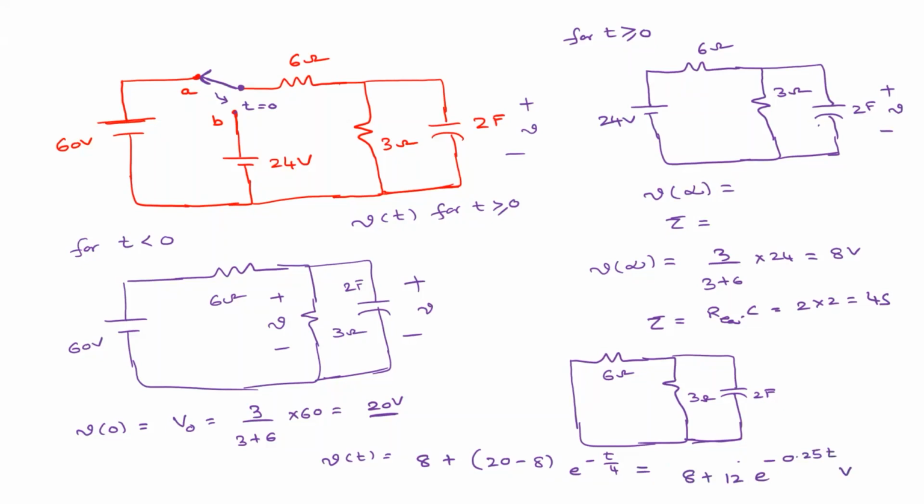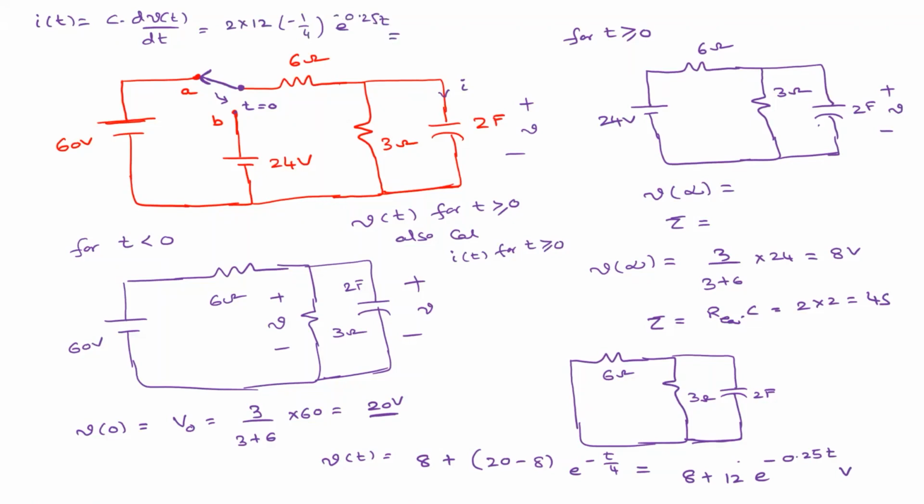For example, if someone asks you to also calculate the current in the capacitor for t greater than or equal to 0, how to solve this? You know the voltage, so how to obtain the current? I of t equal to C into dV of t by dt. So differentiate this and multiply with 2. So that means 2 into 12 into minus 1 by 4 e to the power of minus 0.25 t.